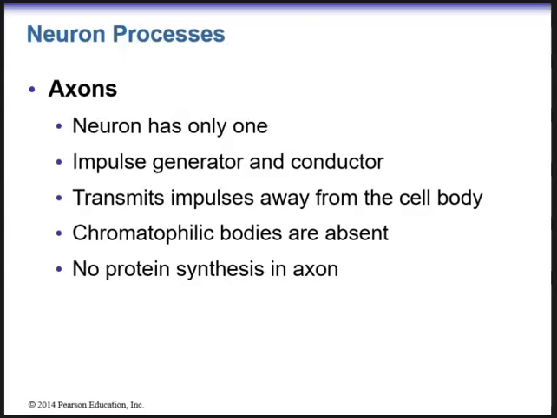So neurons only have one axon. The axons are what generate and conduct the impulses from the neurons. So we have action potentials that just go along the axons and travel to other cells. Axons will transmit impulses away from the cell body. We have no chromatophilic bodies in the axon, and there's no protein synthesis in the axon.